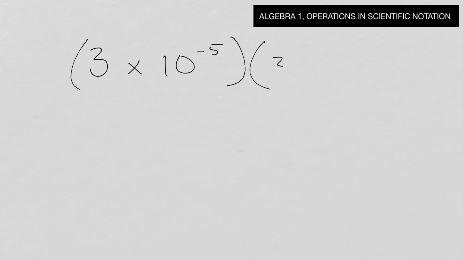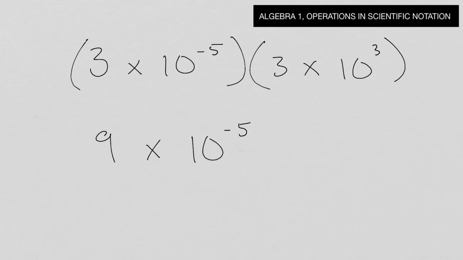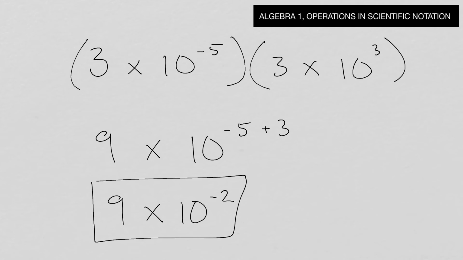Okay, what if we have something like 3 times 10 to the negative 5 times 3 times 10 cubed? Okay, first thing we're going to do, multiply the numbers here. 3 times 3 gives us 9. Okay, times 10 to the negative 5 plus 3. So we get 9 times 10 to the negative 5 plus 3, which gives us negative 2. So we get 9 times 10 to the negative 2nd power.